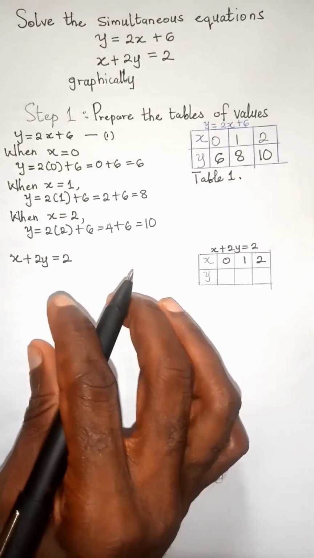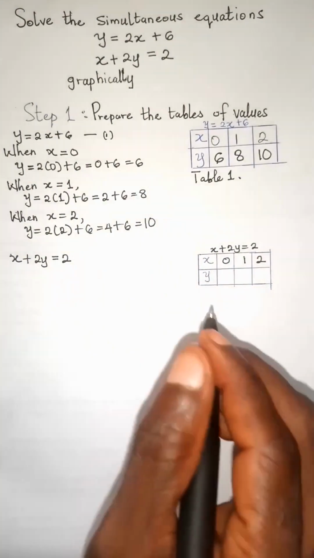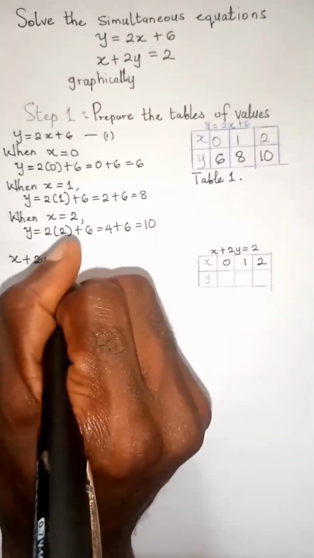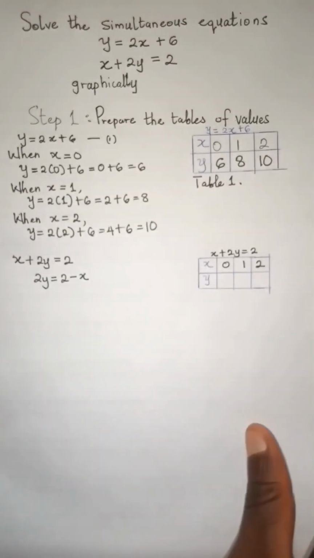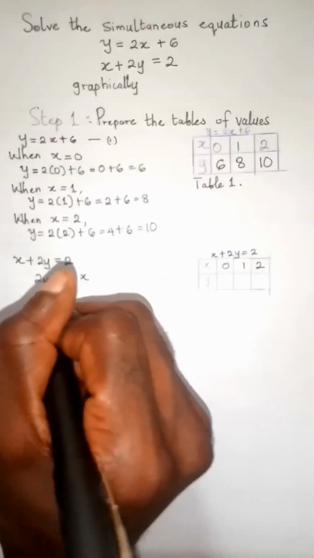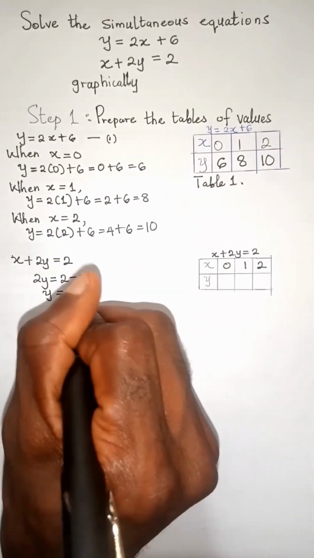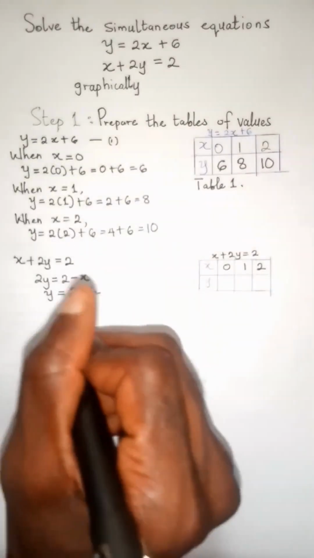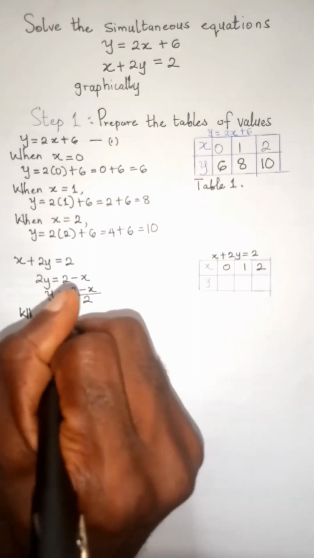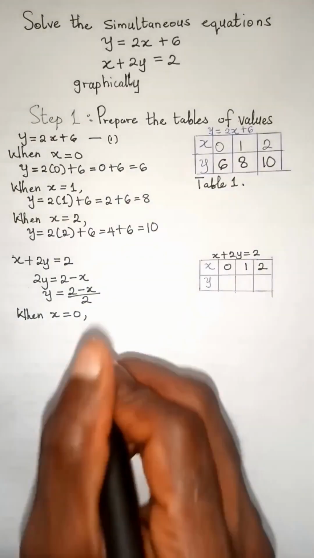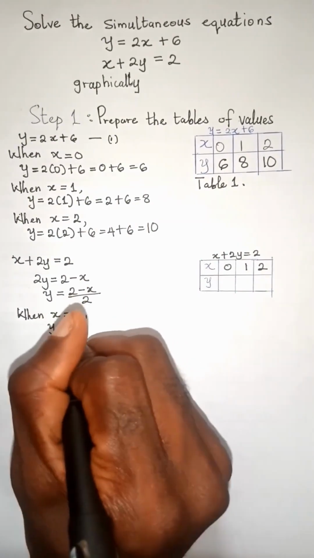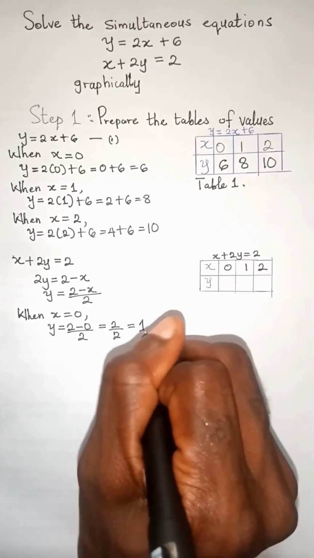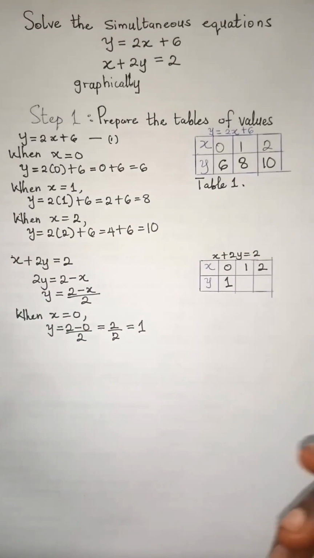However, in this equation, because we are looking for the value of y, it is important that we make y the subject of the formula first, so that we have 2y equals 2 minus x when we subtract x from both sides. Then, dividing both sides by 2 will give us y equals (2 minus x) over 2. So now we can substitute the values. To start with, when x equals 0, as seen in the table, we have y equals (2 minus 0) over 2. 2 minus 0 is 2, so we have 2 over 2, and that is 1. So when x is 0, y is 1.